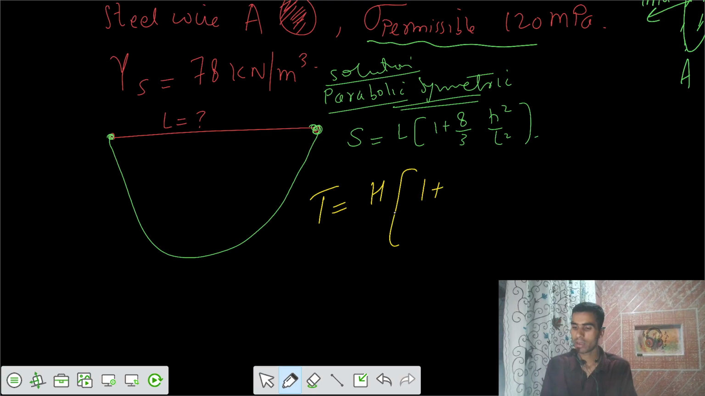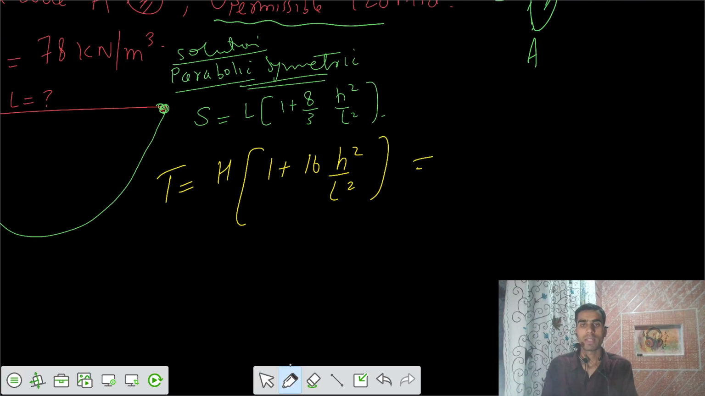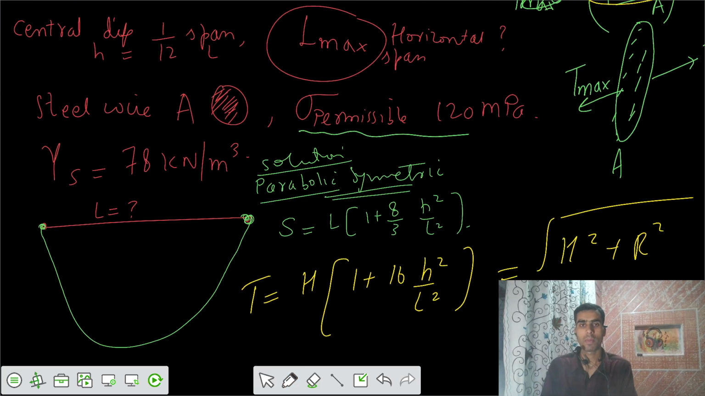For the symmetric profile, is it 16 times that tension? 16 times. Yes, 1 plus 16 times h square by L square. Or we can also solve it in this way, that is also h square by s square plus reaction square. That way also we can do.